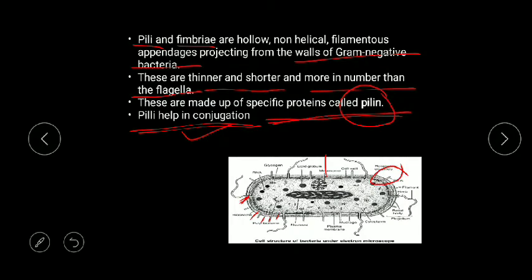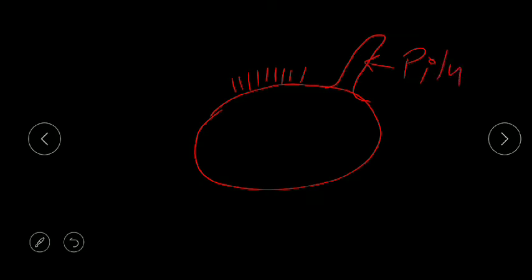These are made up of specific proteins called pilin. So pili are made up of which one? Pilin protein, and fimbriae are also made of pilin protein. And pili, the plural of pilus, help in conjugation. We will discuss conjugation in the sexual recombination process. Students, we have discussed flagella, which is made up of flagellin protein. Revise this point. Pili and fimbriae are also cell wall originated structures, but here it is pilin protein, and pili help in conjugation.